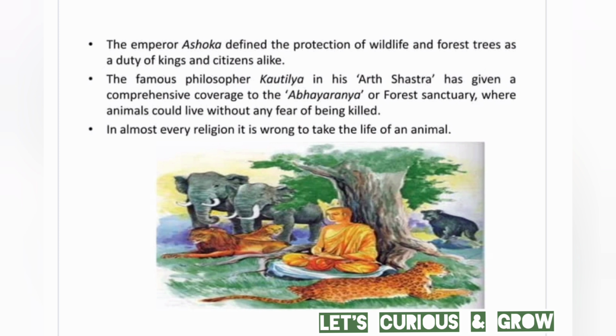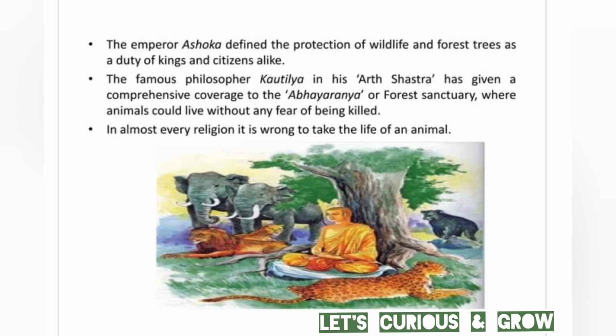The next example is Emperor Ashoka, who defined the protection of wildlife and forest trees as a duty of kings and citizens alike. The famous philosopher Kautilya, in his Arthashastra, also gave comprehensive coverage to Abhayaranya, forest sanctuaries where the animals could live without any fear of being killed. So, in almost every religion, it is wrong to take the life of an animal.